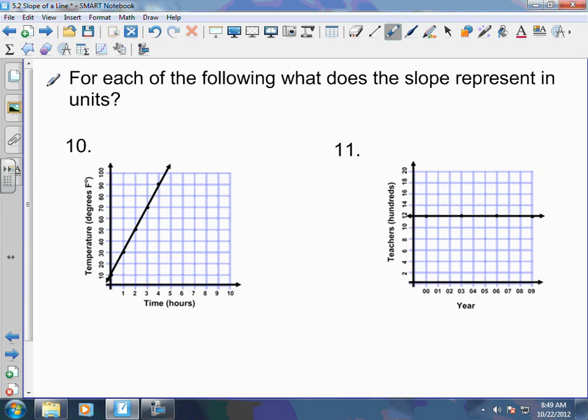Look at number 11. What's happening in number 11? The same amount of teachers over each year, yes. You have to use the titles from the y and the x-axis somehow. Yep, the amount of teachers stays the same over the years.